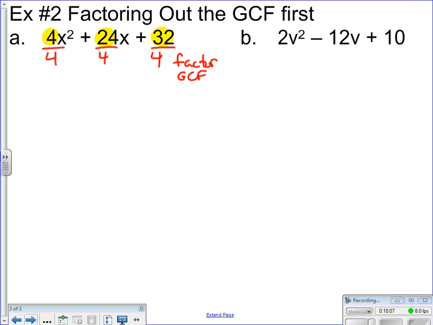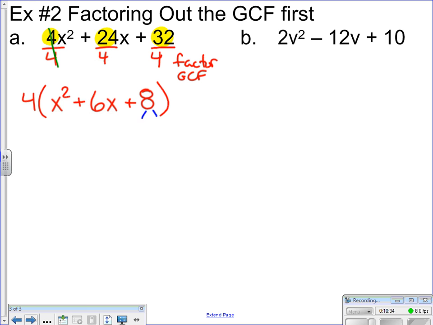4 is the GCF, the greatest common factor. So 4 divided by 4 will just make x squared. 24 divided by 4 will make 6x. And 32 divided by 4 will make 8. And don't forget, see, I put my 4 in front of the parentheses.